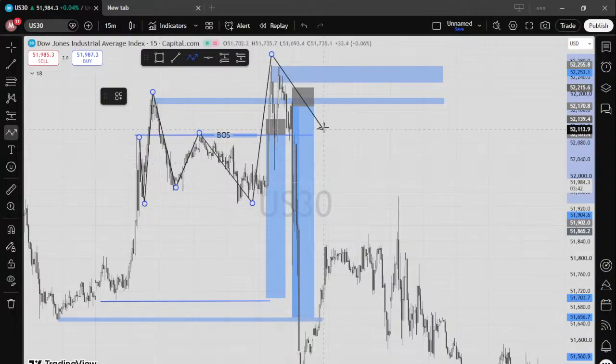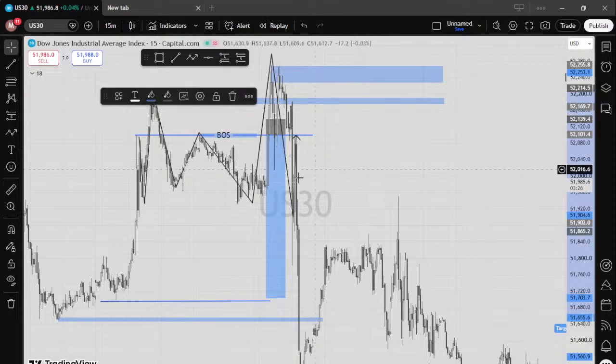Now, anytime you see wicks, it's called a retest. It's not a breakout. A wick on a key level or a key point is called a retest, not a breakout. So I want the market to break out. Now, as you can see, the market broke out at this area and retested.